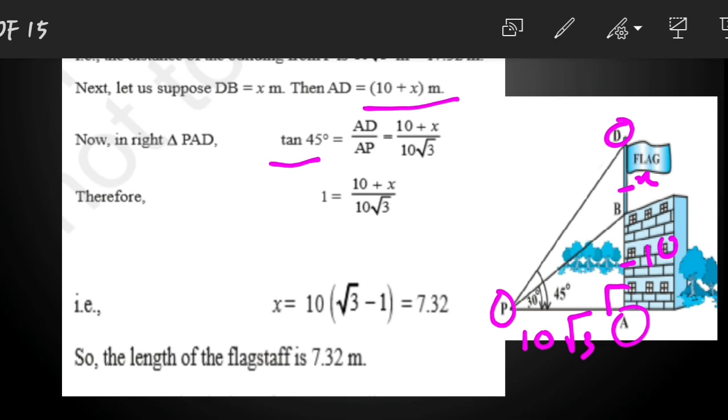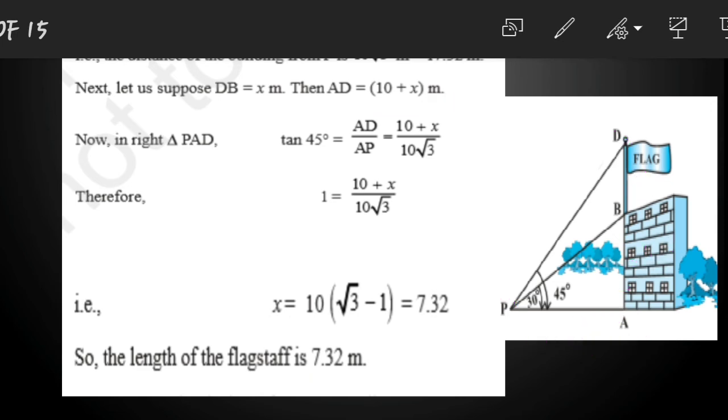Because this is the opposite side and this is the adjacent side. So tan 45 is equal to AD by AP. Put the value of AD and AP and calculate the value of x. So you will get the value of x as 10 into root 3 minus 1. In place of root 3, use 1.732. You will get the value of x as 7.32. So the length of the flag staff is 7.32 meter. Okay. Now next example.